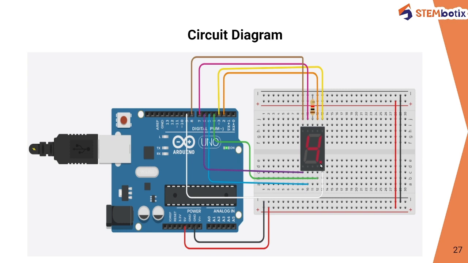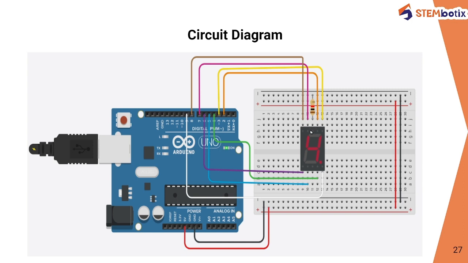This is the dot point pin, so connect the dot point pin to pin number 9. Hence we have used pin number 2 to pin number 9 of the Arduino Uno board. Now connect this common terminal to the cathode, or you can say to the negative rail of the breadboard. Hence the connection for the 7 segment to the Arduino is completed.